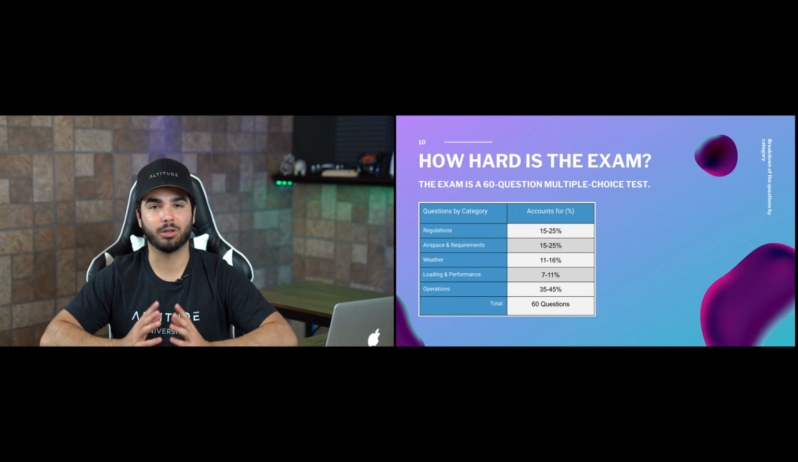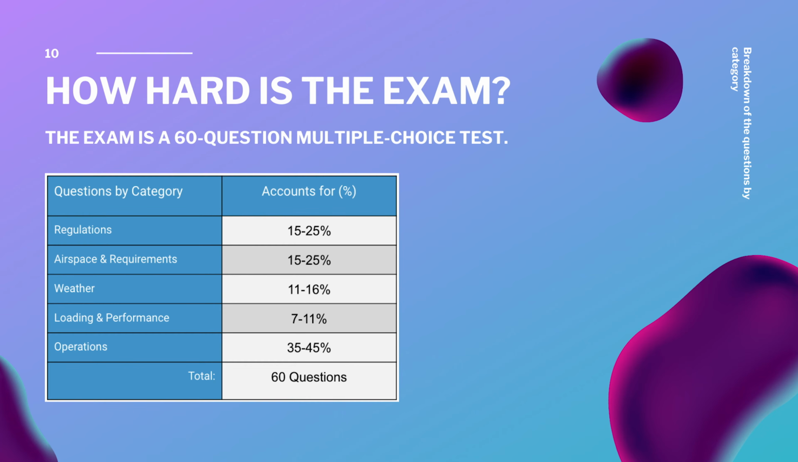Here's a breakdown of the questions by category. We have regulations between 15 to 25%, airspace and requirements 15 to 25%, weather 11 to 16% of the test, loading and performance 7 to 11%, and operations coming in at 35 to 45% of the exam.